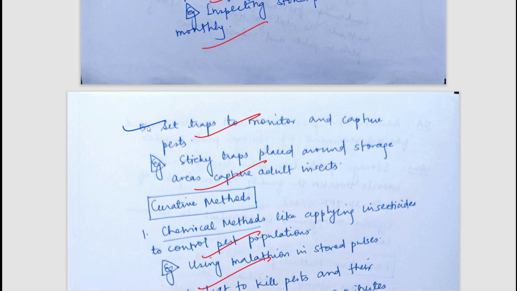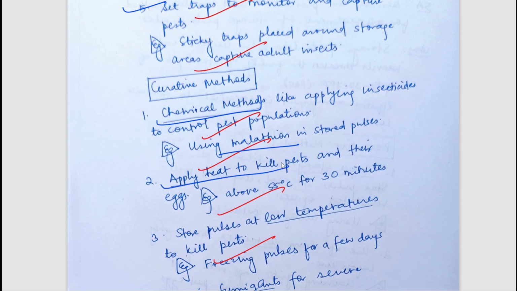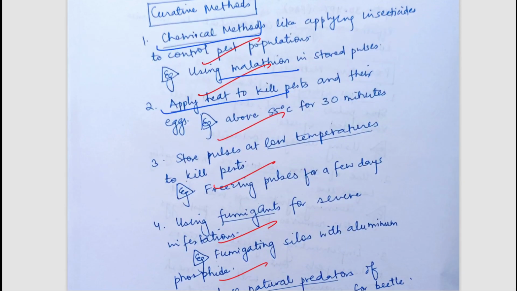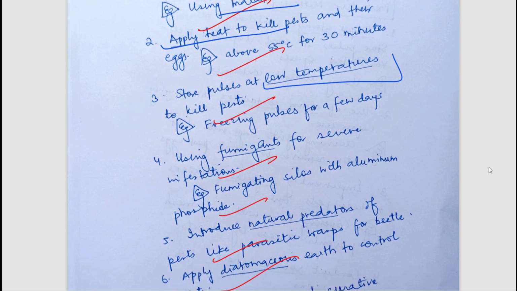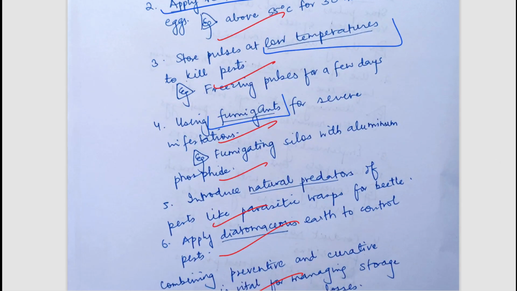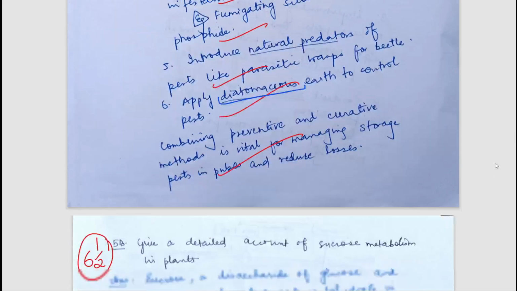But in curative, that pest attack has already taken place, we have to control them. So here we can use chemical methods to control, for example use of malathion. We can apply heat to kill, heat treatment. We can store at low temperature, so that at freezing temperatures the pest is not able to establish. We can use fumigants. We can introduce natural predators. We can apply other kinds of things too, for example diatomaceous earth to control pests. So these all things can be done.